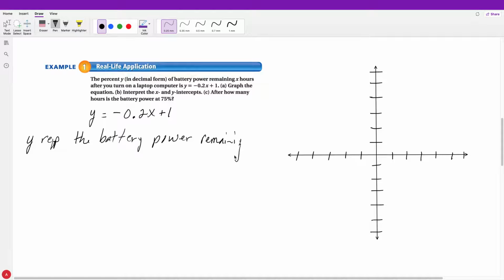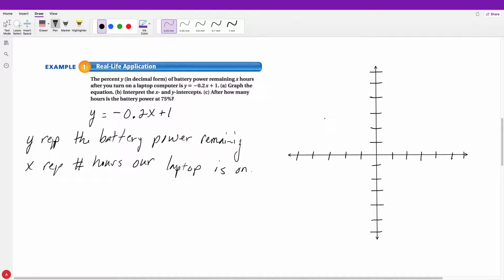So if we say that there's 50% remaining, that represents our y. It's telling us how much battery we have left. And x represents the number of hours our laptop is on. Sorry that those were written really sloppy, but we have to identify what our variables represent. So y is the amount of battery we have left, and x is how long it's been used for.